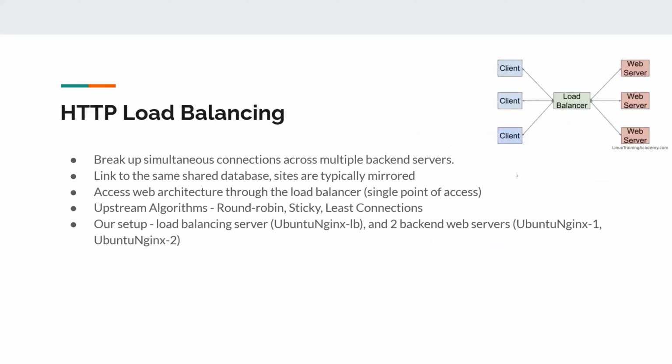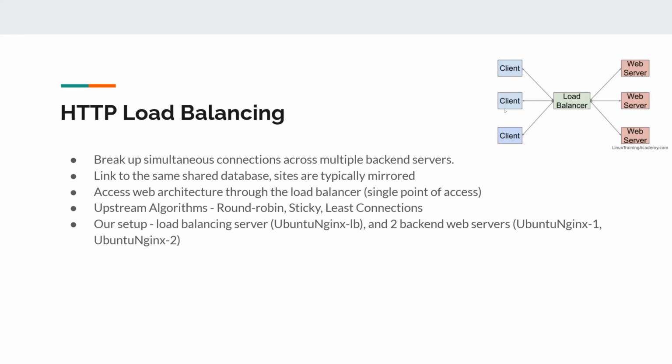All right. And then, what we're going to do today is configure Nginx to be an HTTP load balancer. That's going to break up incoming connections across multiple backend servers. Typically, when you set this up, you would have those web servers here, as you can see on the right on this graphic. They would all connect to the same database, so you would have that shared information pool, and you would typically also have these web servers all mirrored to each other.